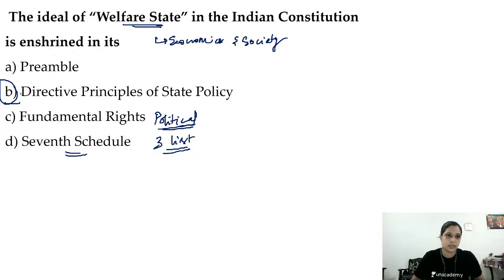Okay, so this is a straight question. In preamble, we don't talk about welfare state. We talk about sovereignty, socialist, secular. We talk about the equality of our Indian constitution, the equality of the country. But the term welfare state is enshrined in the concept of directive principles of state policy only.